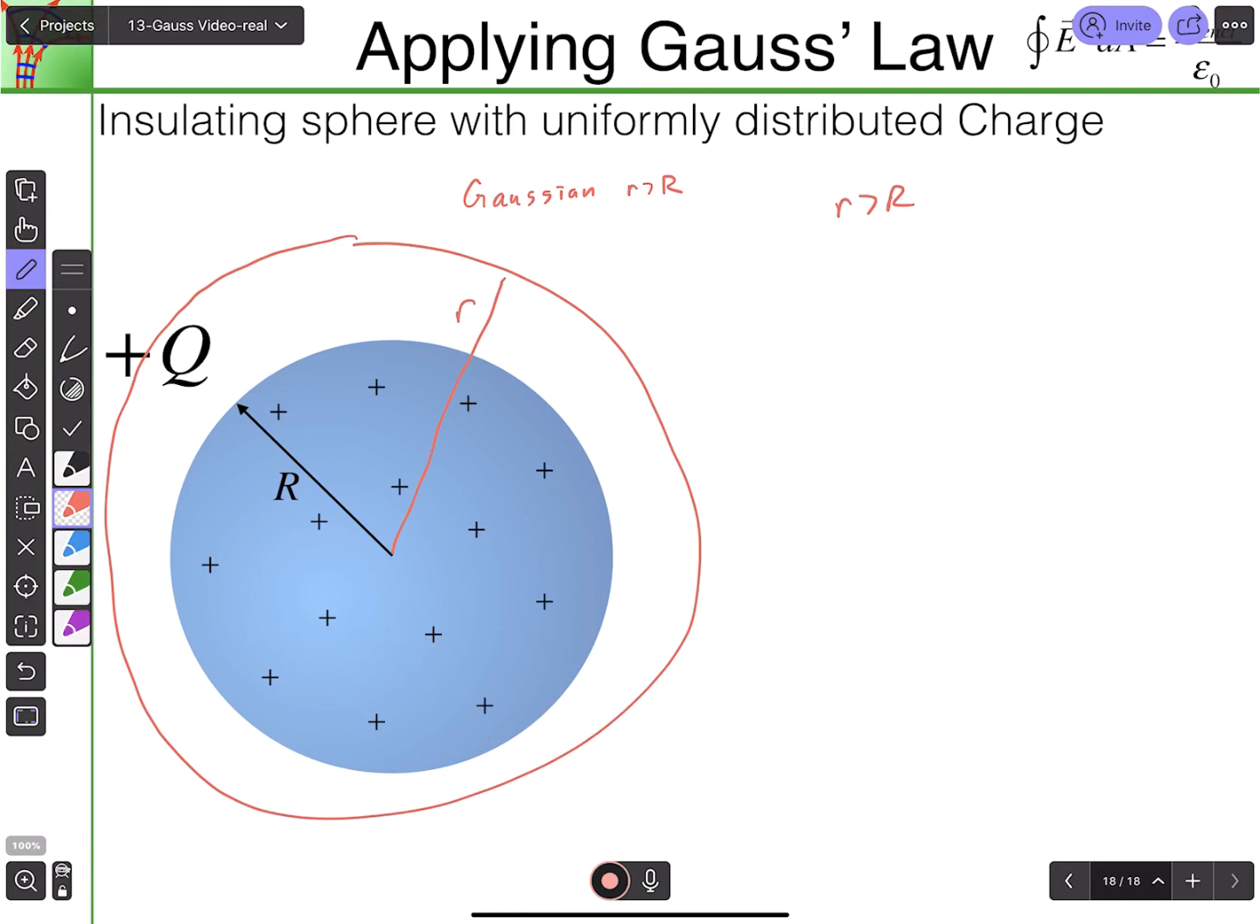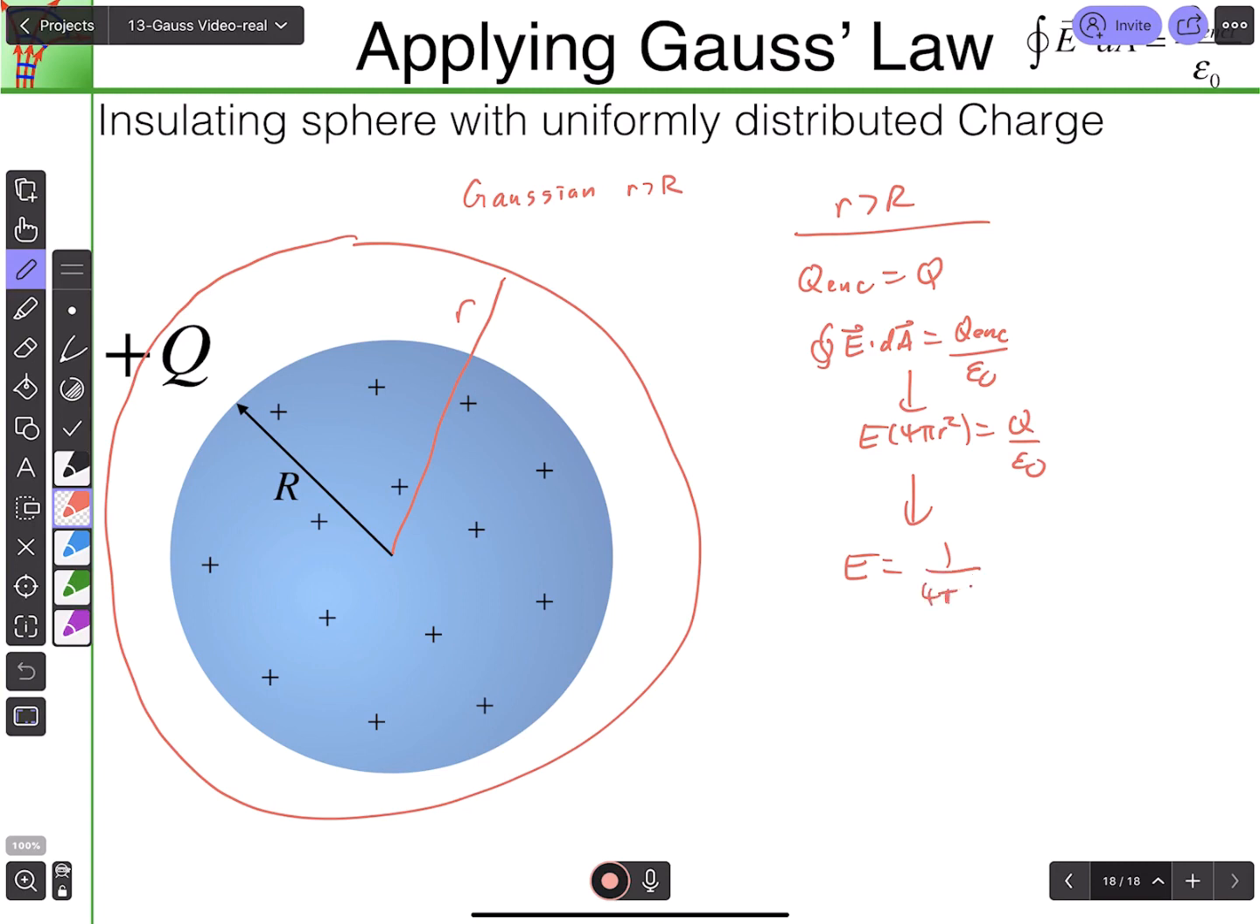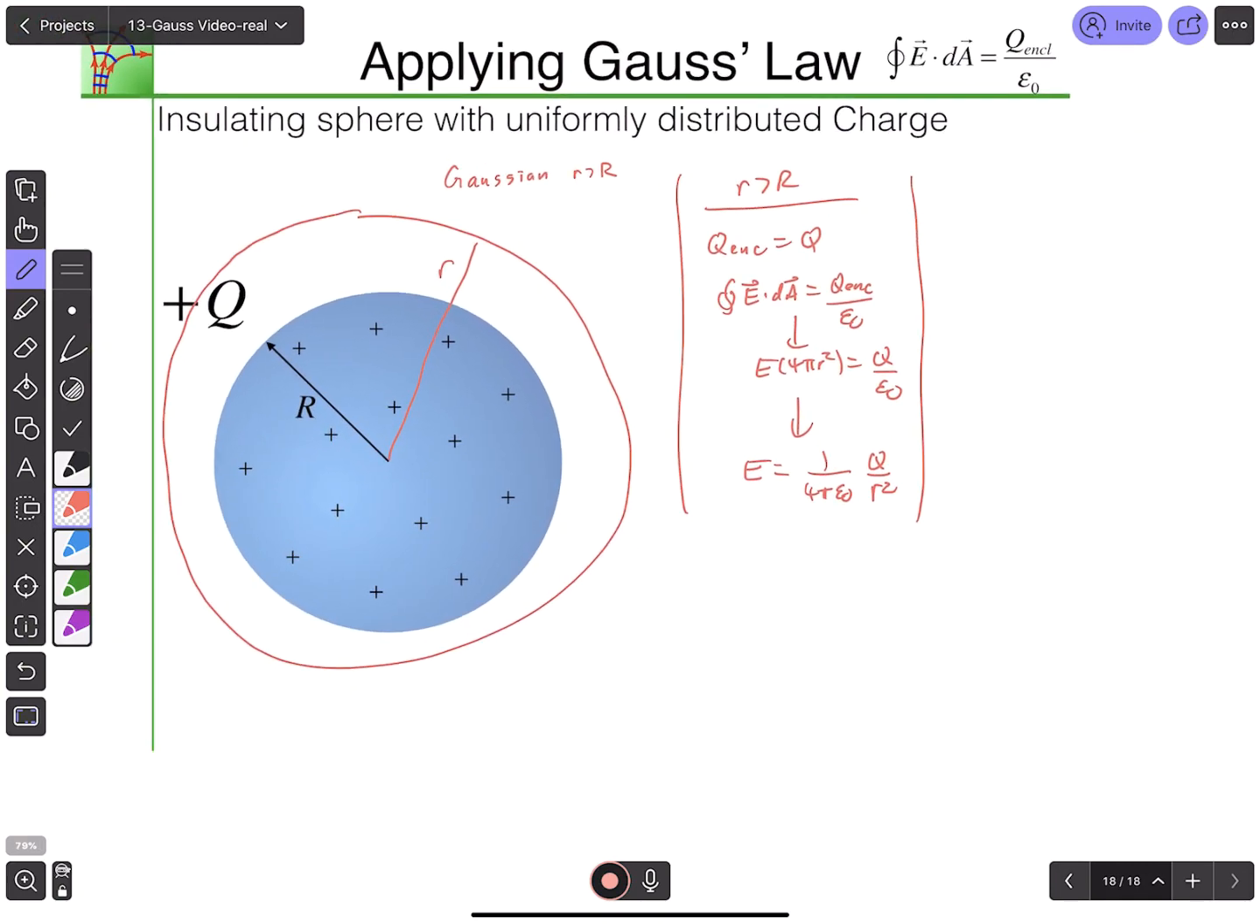And for r greater than R, the Q enclosed is all of it. I'll skip the steps, but if you look at the examples we did before, you end up with E times 4 pi r squared, and Q enclosed is Q over epsilon naught. Skip some steps and then solve, and you get that the electric field is 1 over 4 pi epsilon naught Q over r squared. So that one's easy. That's just outside a spherically symmetric situation. You have the same electric field as you would otherwise.